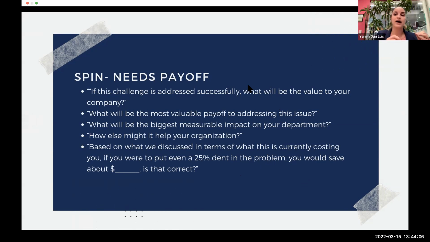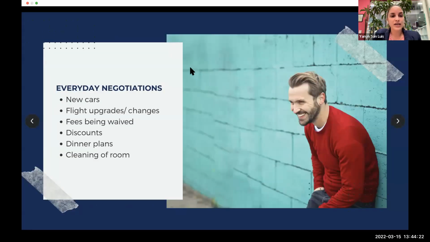If you can quantify how much the problem is costing them, I'm going to tell you, you're going to be miles ahead of whoever your competitors are. The quantification of how much the problem is costing them is going to help you close the sale and close the deal. These are tactics, everyone, that can be used in absolutely everyday negotiations, from flight upgrades to fees being waived to discounts. It's all about how we're using that mirroring and labeling technique I was sharing with you before.